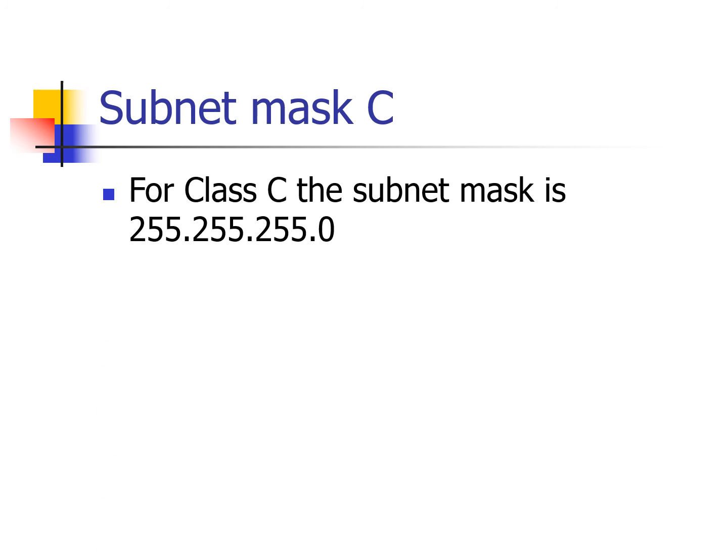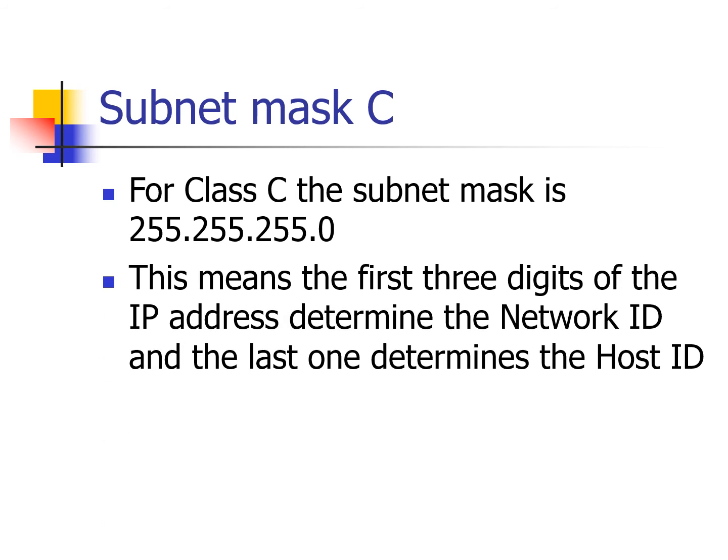And for a class C, the subnet mask is 255.255.255.0. So this means that the first three digits of the IP address determine the network ID, and the last one determines the host ID. You can probably get the pattern now.